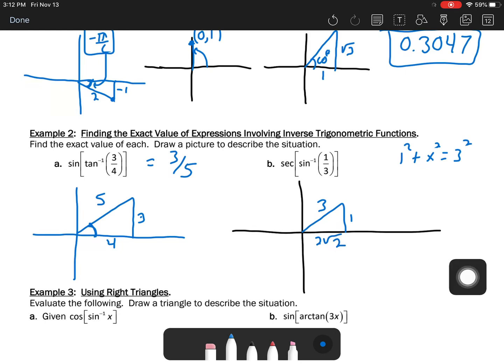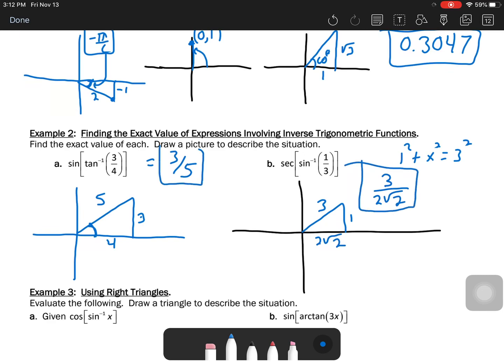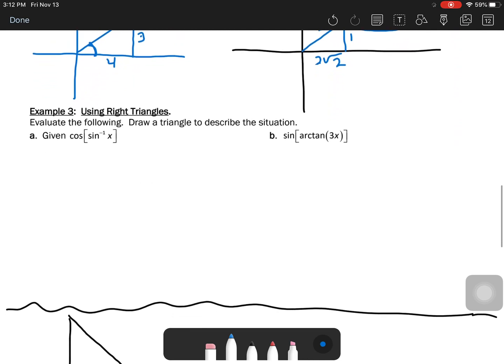And so the secant then, remember, is the reciprocal of cosine. So instead of adjacent over hypotenuse, it would be hypotenuse over adjacent, so it would be 3 over 2 root 2. I'm not going to be concerned with simplifying or rationalizing that. It's not really necessary. Okay, and example 3 is a similar idea, except they don't necessarily put numbers in there. It's kind of setting us up for these formulas that are coming next.